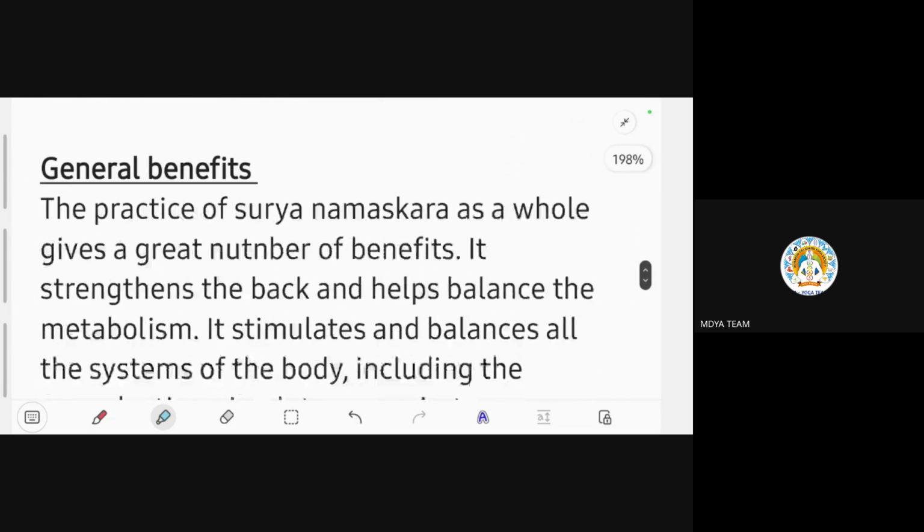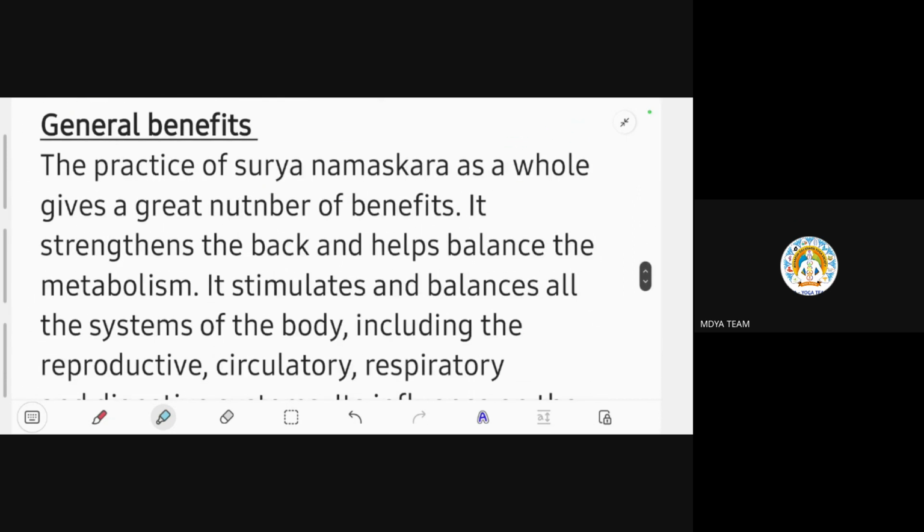Okay. General benefits. Practice of Surya Namaskar as a whole gives a great number of benefits. We all know it strengthens the back, which again, when backache is there, do not perform. But when there is no backache and no symptoms, then perform it and you will strengthen your back. Then it helps balance the metabolism. Yes, your Jataragni, the digestive fire, will definitely be stimulated.